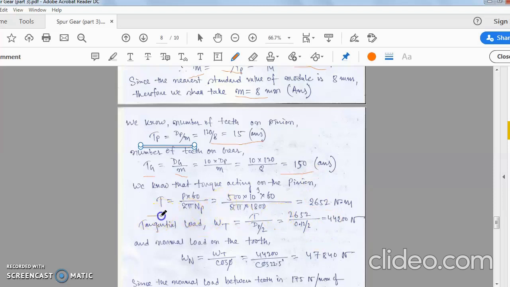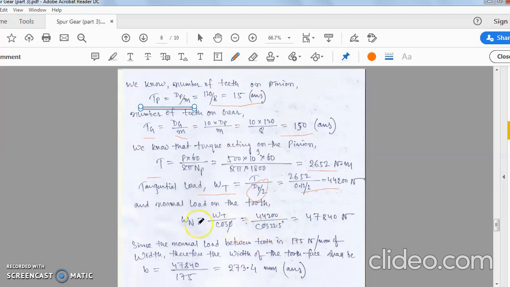Now the torque is equal to power by omega, the angular velocity. From this expression we get the value of torque. We also know that torque equals force into distance, and the distance is dp by 2. So from this expression we get the value of Wt, the tangential load. As soon as we get the value of tangential load, we can also find out the normal load.